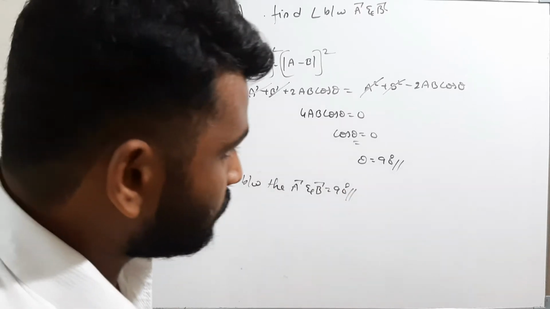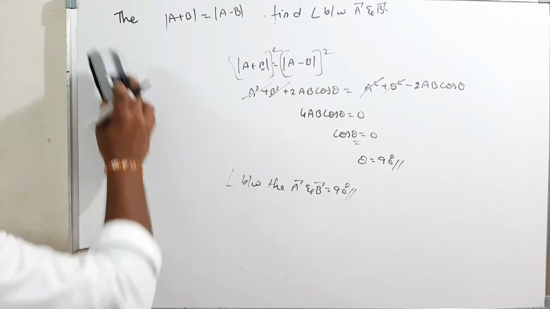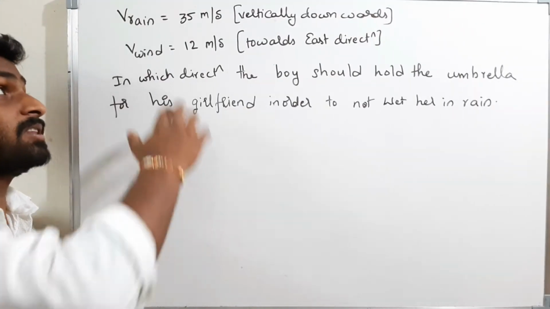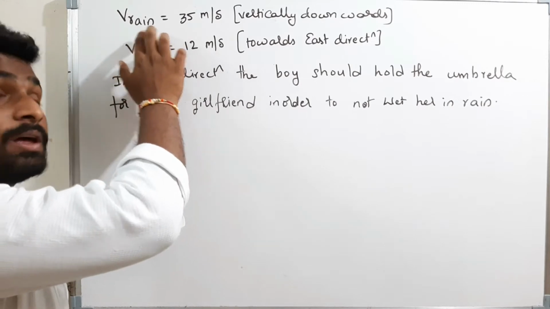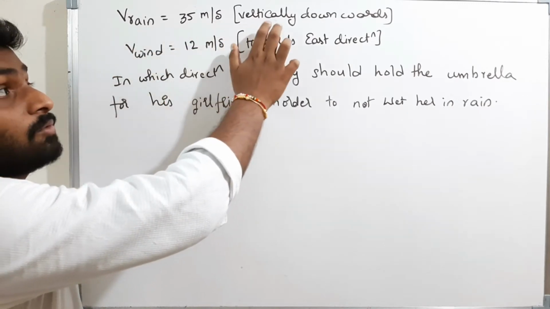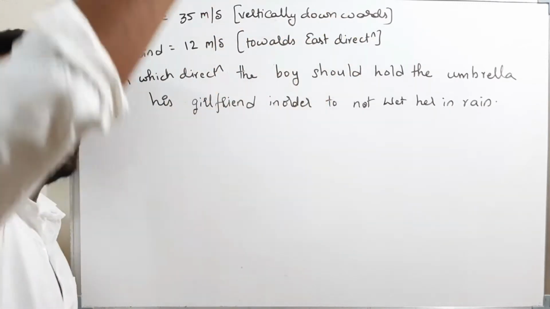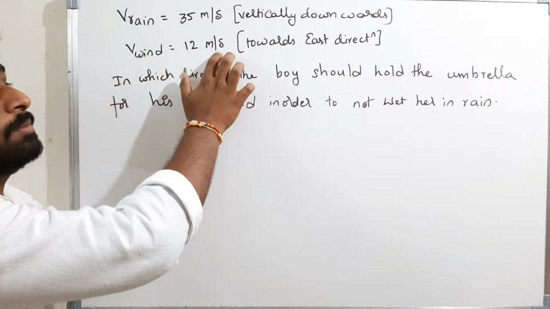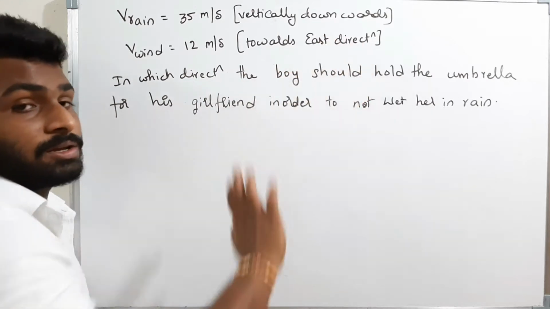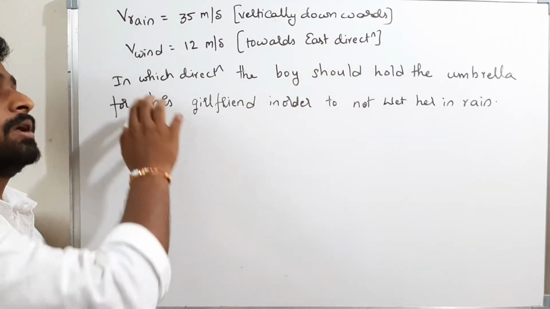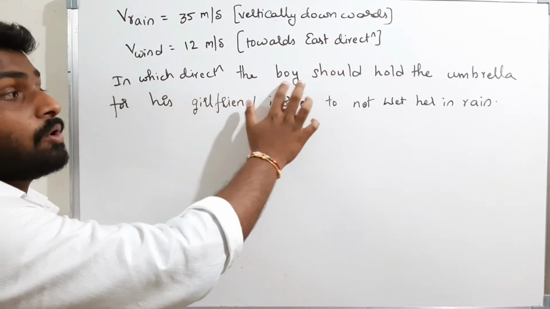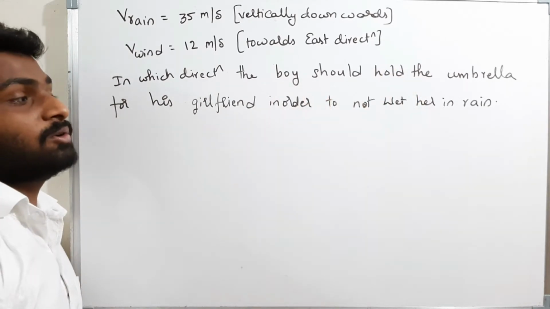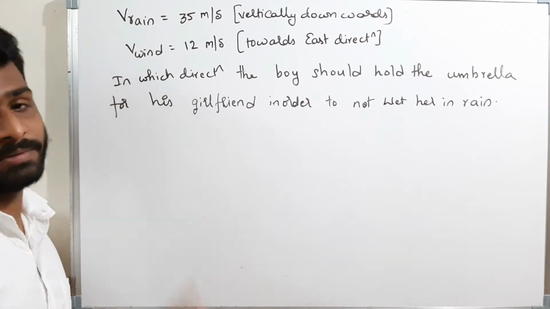Okay. Now we'll see one more question. See this question. The velocity of the rain is 35 meters per second vertically downwards, and the velocity of the wind is 12 meters per second towards the east direction. Okay, well and good. Now they want to find in which direction the boy should hold the umbrella for his girlfriend in order not to hit her in the rain.